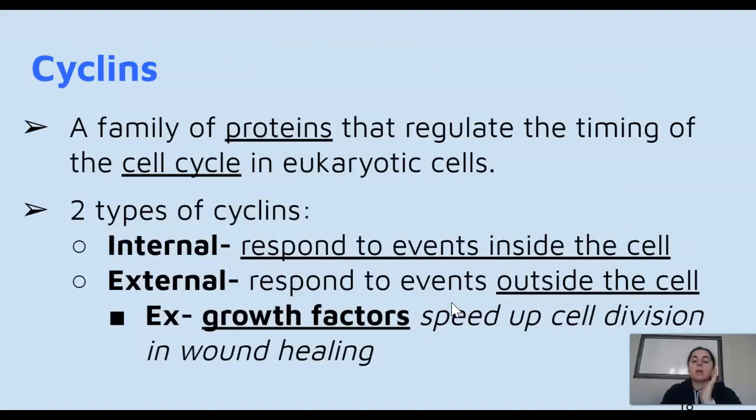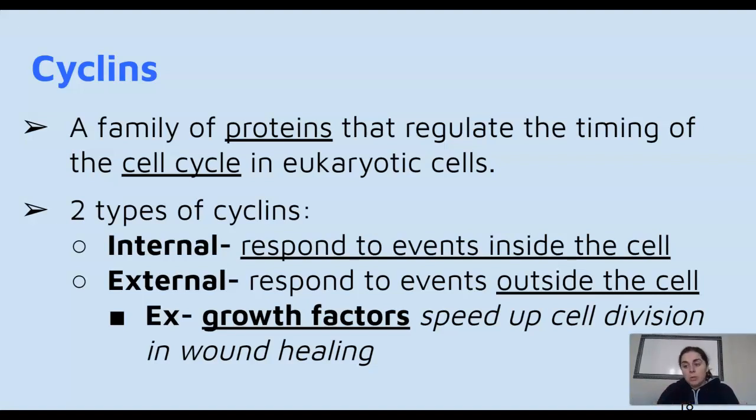Okay. Now, cyclins. We talked about these quite a bit last week with our cancer unit. They're a family of proteins that regulate the timing of the cell cycle in eukaryotic cells. There are two types of cyclins, internal and external. Much like their names imply, internal ones respond to stimuli inside the cell, versus the external ones that respond to events happening outside the cell. The main example here is growth factors.